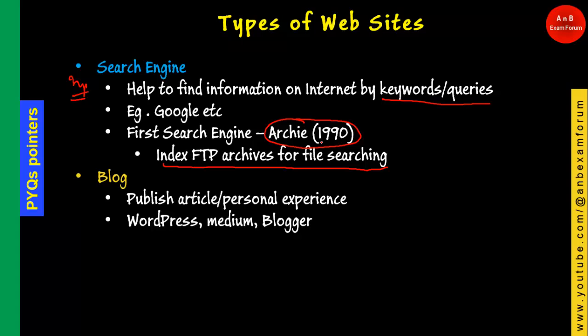Next one is blog. A blog is another website which publishes articles or personal experiences. The examples are WordPress, and nowadays Medium is also a blogging site, and finally Blogger. Okay, so these are the types of website.